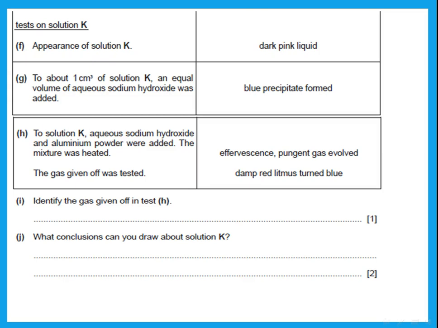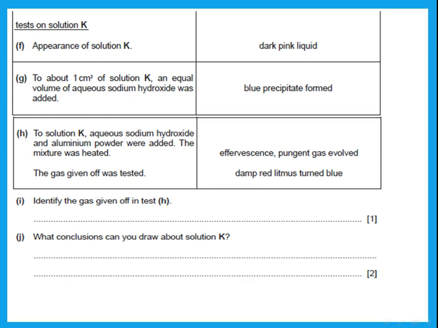Okay. To solution K, aqueous sodium hydroxide and aluminium powder were added. And the mixture was heated, effervescence, pungent gas evolved, damp red litmus turned to blue. This is test for what? Sodium hydroxide, aluminium powder, heat, and it gives out gas that turns damp red litmus paper to blue. You should remember that this is test for nitrate.